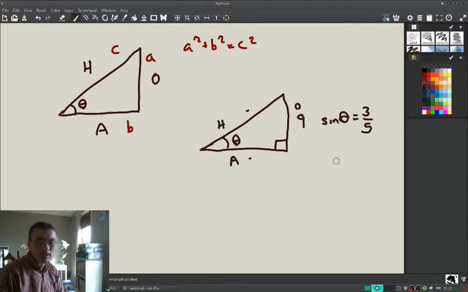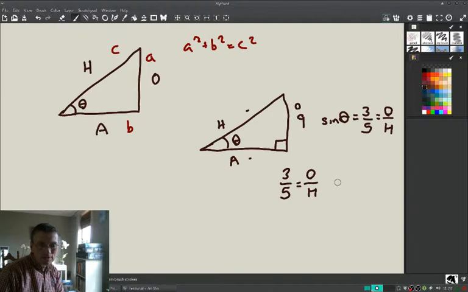So we know that sine equals 3/5. So sine is the ratio of the opposite side to the hypotenuse. And that also equals opposite over hypotenuse. So 3/5 equals opposite over hypotenuse. We know the opposite side is 9, so let's multiply.